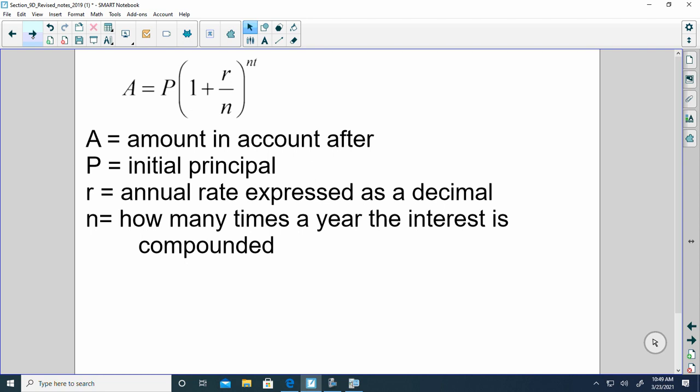So the A, again, is the amount in the account after a certain amount of time. P is the initial principal, the initial amount that we put in. R is the annual rate expressed as a decimal. So if it was 75%, that would be 0.75. N would be how many times a year the interest is compounded.